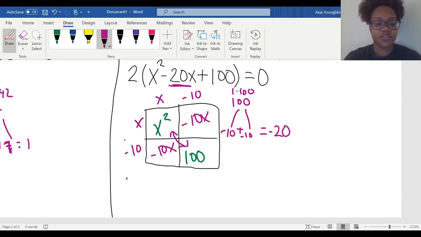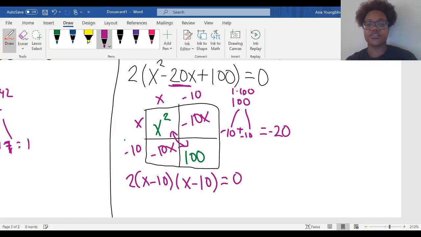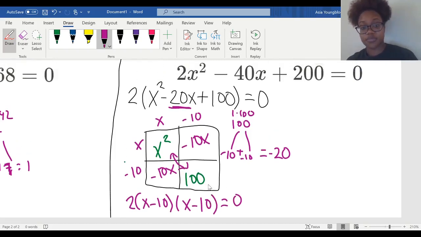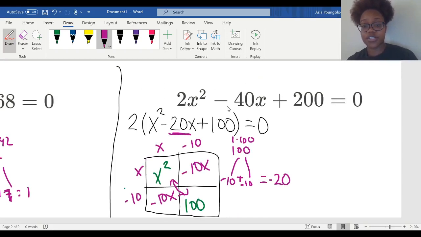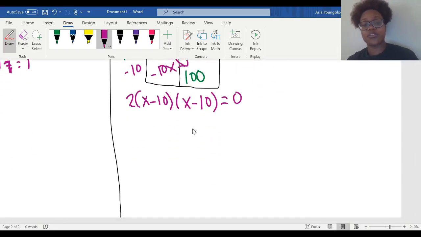So that 2 is still in the front, but we factored x squared minus 20x plus 100 to x minus 10 times x minus 10. And we still have that equals 0. Now this equation has been written in a new way. This was the original. It's still equal to this, but we've rewritten it in a way so that it's easier to solve for x. To solve for x, we just have to set our factors equal to 0.